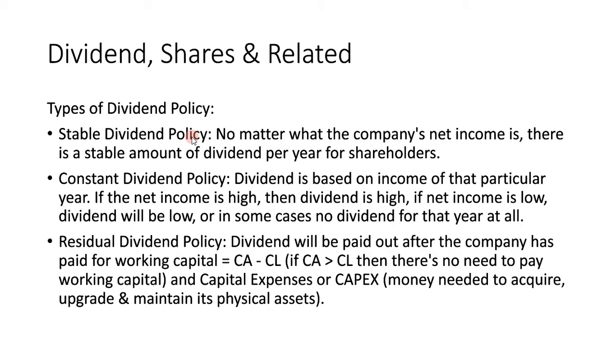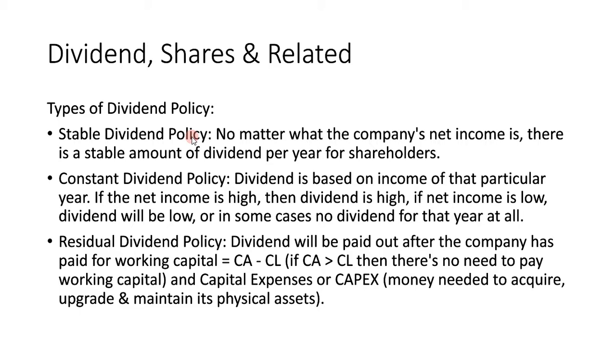Okay, so for example, according to the dividend policy of the company, the owner promised there's going to be $10 per share every year, no matter the change. So even if they're losing money that year, or even if they're making billions of dollars, the dividend is still going to be $10.